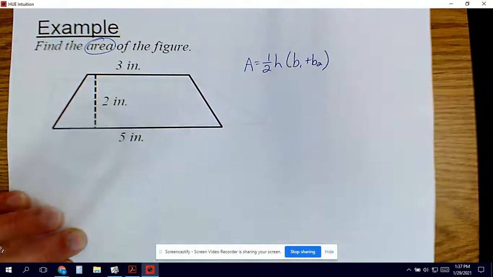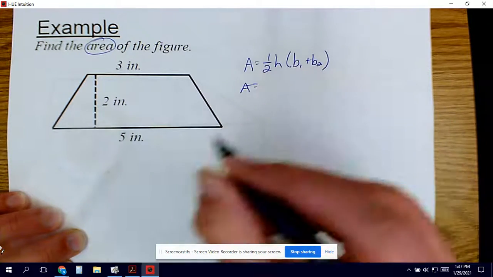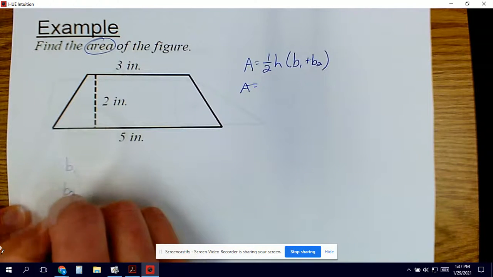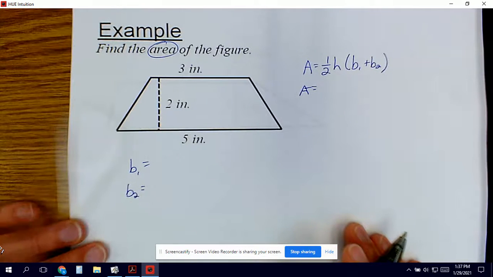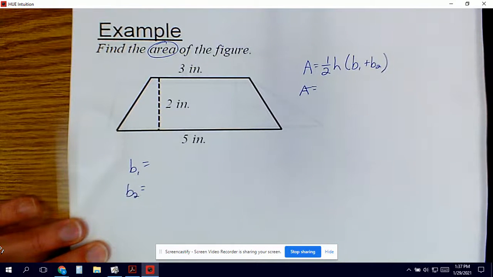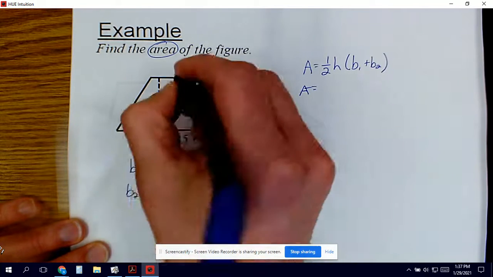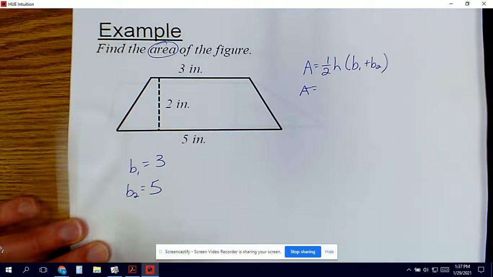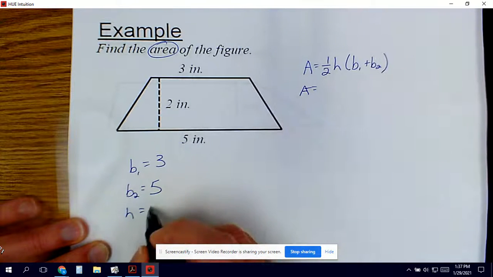Now, because there are so many variables in this formula, I like to declare my variables on the side. So starting with, let's do our bases first. Remember, our bases, base 1 and base 2, those are the two sides of the trapezoid that are parallel to each other. And in this case, it's the top and the bottom. I'm going to say that base 1 has a measure of 3 inches and base 2 has a measure of 5 inches. And I'll also need a height. The height is how far apart those parallel sides are. In this case, we have a measure of 2 inches.